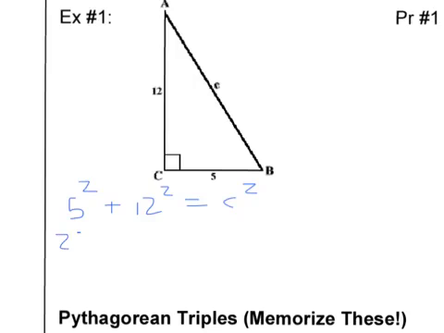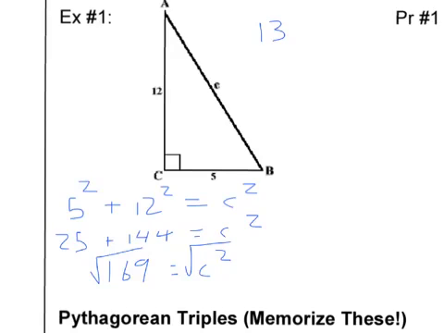5 squared, well, that's 25. 12 squared, well, that's 144, equals C squared. 25 plus 144, that's 169, equals C squared. When you want to get C all by itself, you take the square root, and the square root of 169 is 13. It's actually plus or minus 13. And the square root of C squared is just C. Well, since we're dealing with a side here, it can't be negative, so we know that C equals 13. Bam, done. That's how we use the Pythagorean theorem.